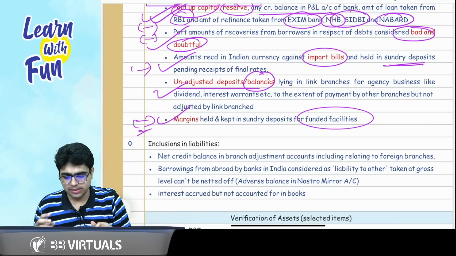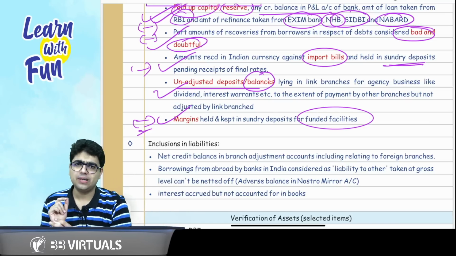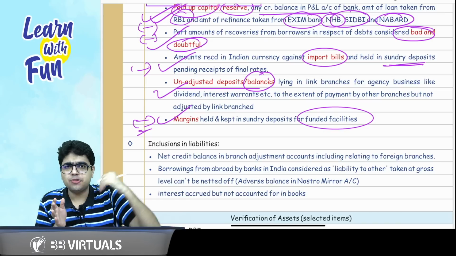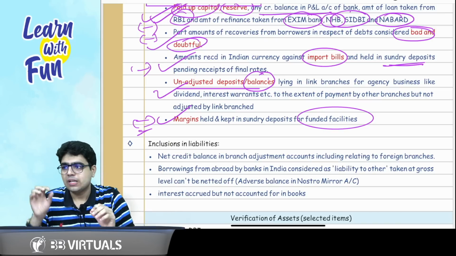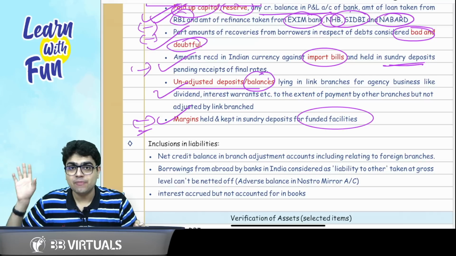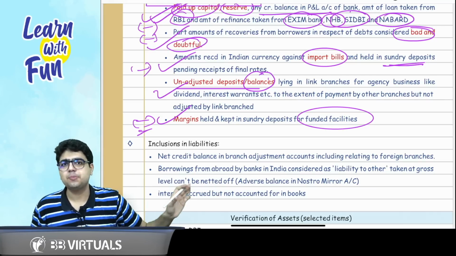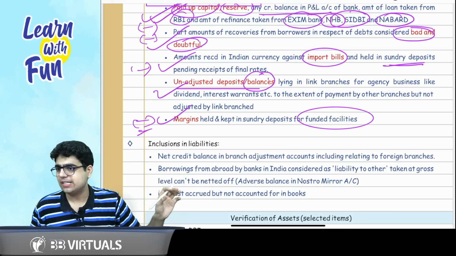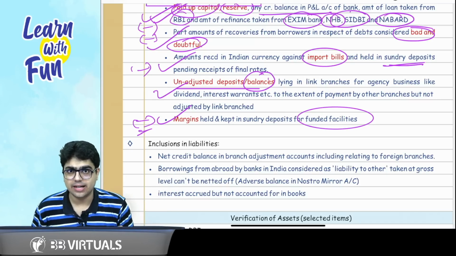Then comes the concept of unadjusted deposits or balances lying in link branches. Basically the concept was one branch liability has been paid by the other branch, so some balance is lying in the form of deposits. Again, they don't need to form a part of your demand and time liabilities. And the last point was margin facilities or funded facilities. Margin is not to be kept under the head of liability.